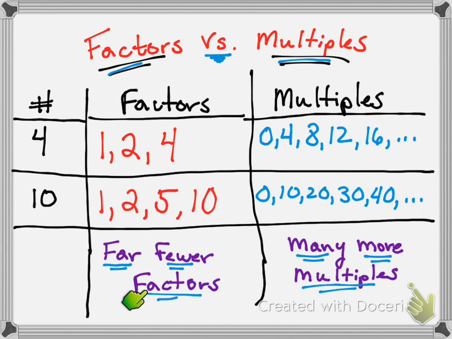And there's a nice saying that goes with the F for factors: far fewer factors, and with multiples, many more multiples. So we're going to have more multiples than we are going to have factors. Multiples will have a lot more.